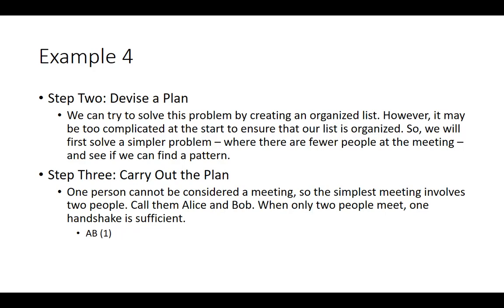One person cannot be considered a meeting, so the simplest meeting involves 2 people. Call them Alice and Bob. When only 2 people meet, 1 handshake is sufficient. Alice and Bob shake hands, 1 handshake.